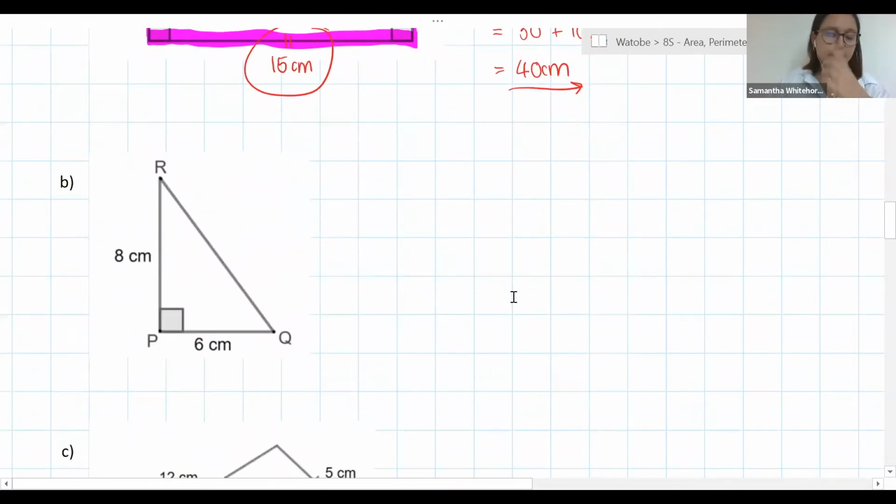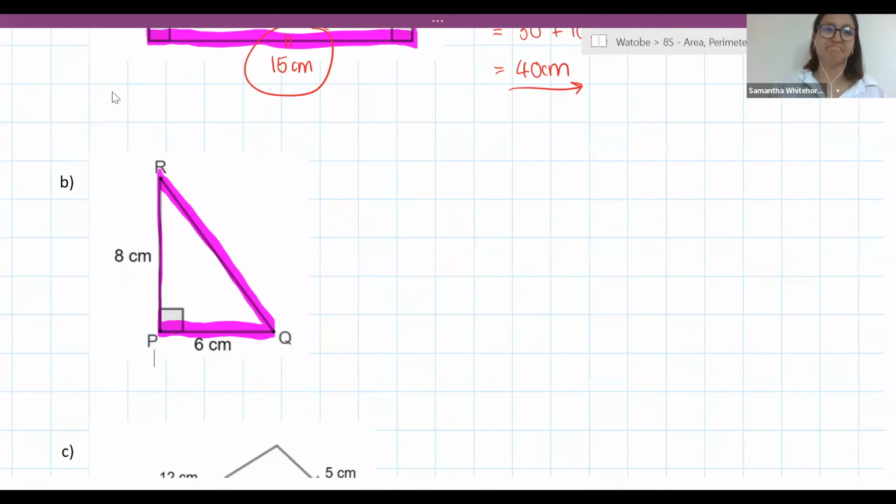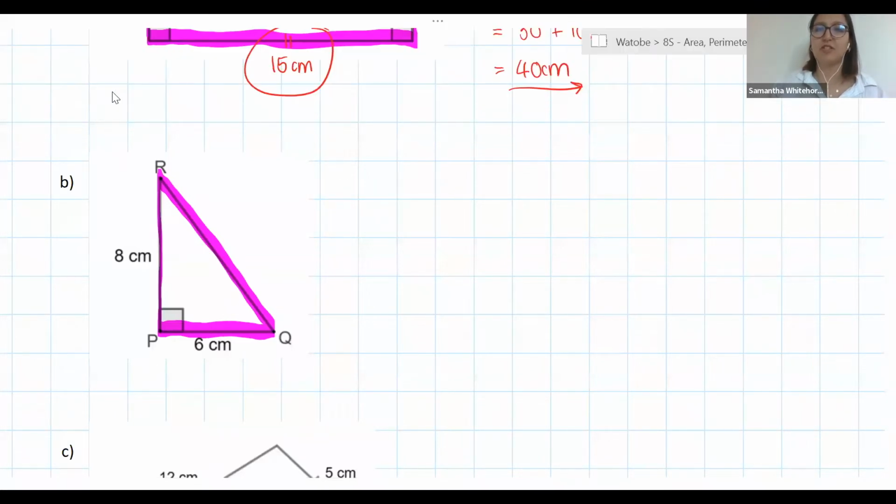Alrighty, guys, so here I've got a triangle. Now remember, the perimeter is the outside length of the shape. Right, so again, highlight in purple, I want the outside length of the shape.